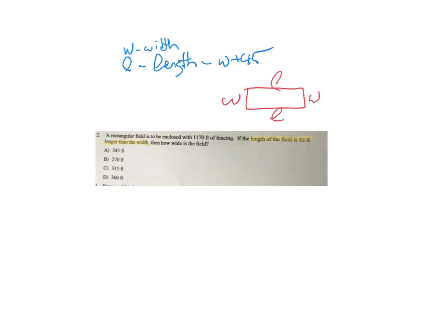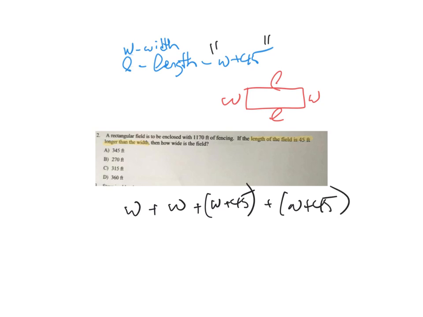a width. So when we go to build an equation here, we're going to have the width and the width. But where the length is, instead of writing length, we're going to write W plus 45, because that's an equivalent expression for the length of a rectangle. And so we're going to add all those together.